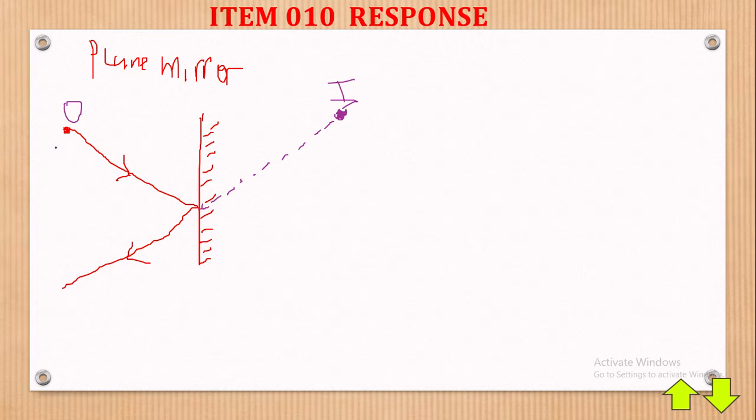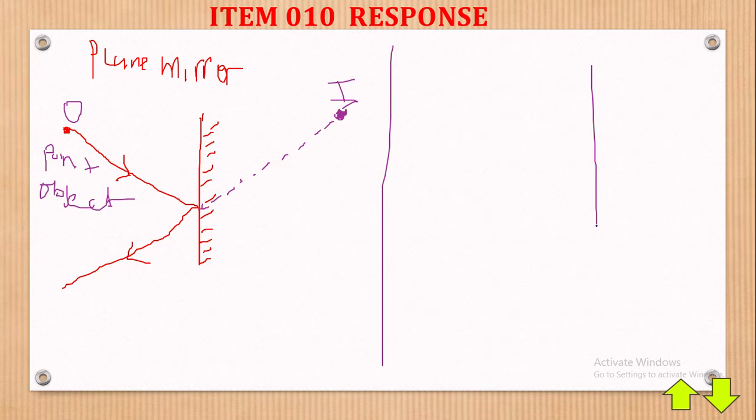Here I'm using what you call a point object. Now I want us to learn this such that when you get the ray diagrams, we just understand what's going on. So the plane mirror is there like that.